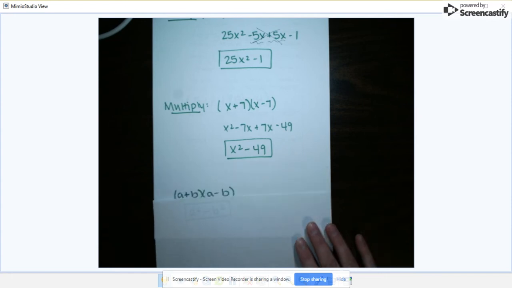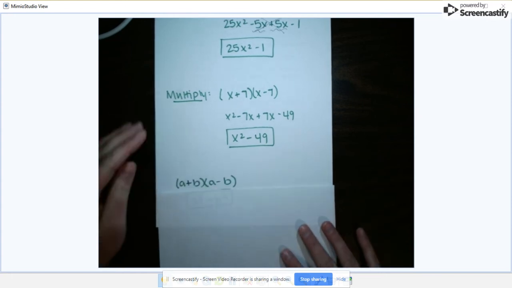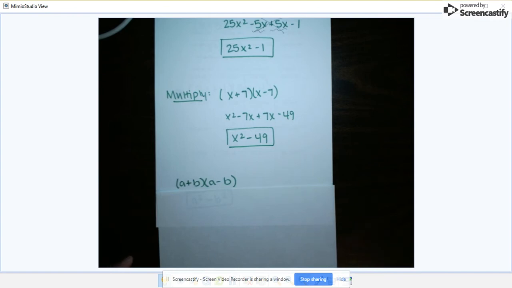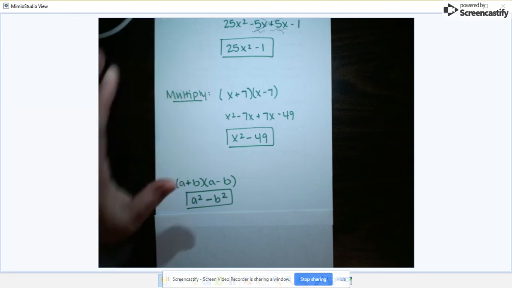So guess what? There's a rule or a little hint that's going to make our life a little easier. If you have a plus b times a minus b, the only difference is that sign in between. Then you can take your first two terms multiplied and your last two terms multiplied with a minus sign between them. So a squared minus b squared, which is what our two examples before had given us.